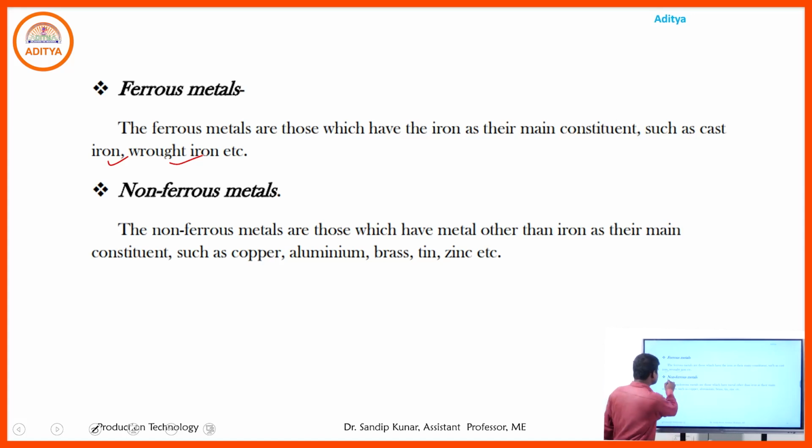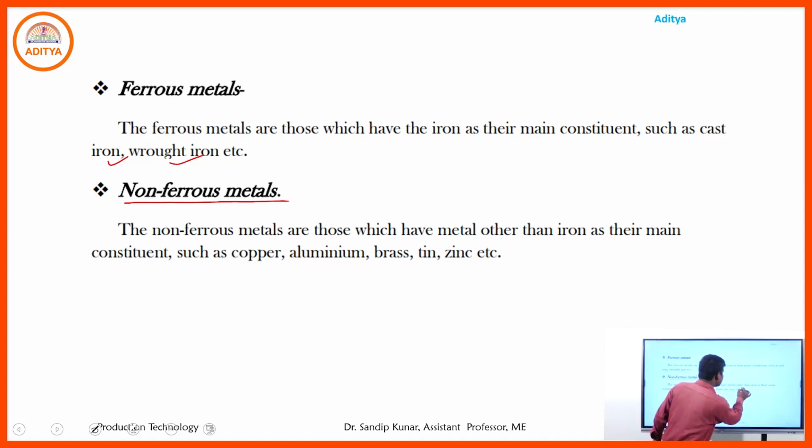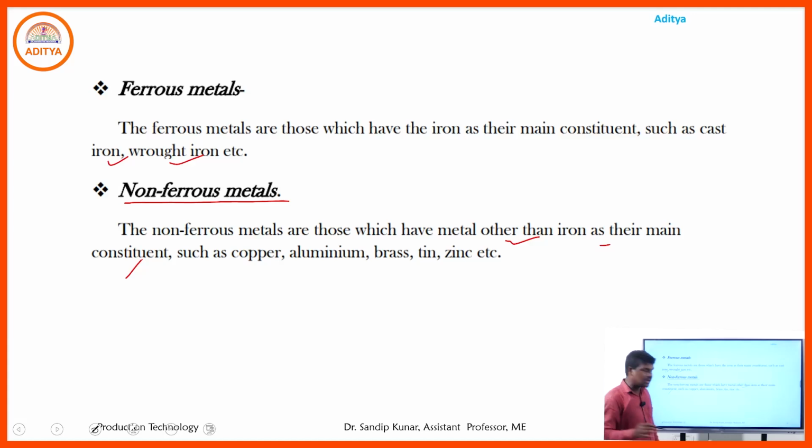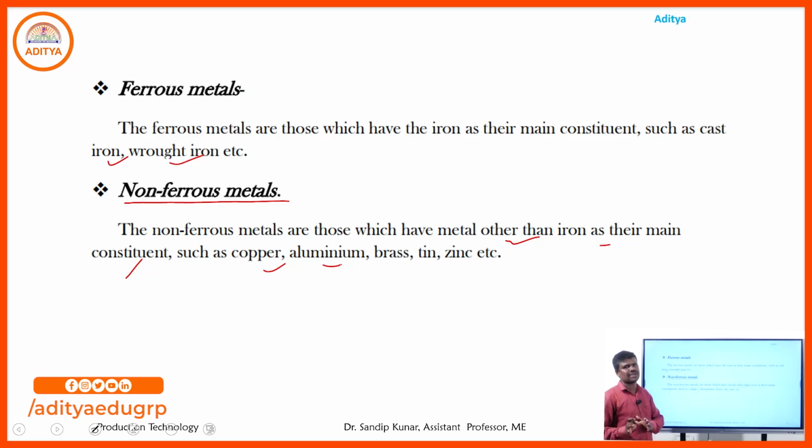Another type is non-ferrous materials. It has no iron component, it has some other component. So when these materials are available in the earth, they have no iron component. They have metals other than iron as their main constituents, for example copper, aluminium, brass, tin, zinc. That type of material has no iron.